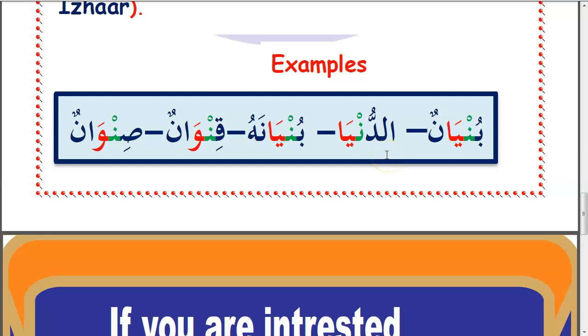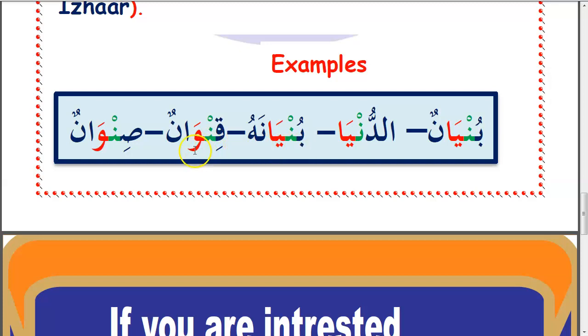Okay, this one, Nun Sakina, then Ya'un. Ad-dunya. No deep gunna is applied. Here is Nunun and here is Ya'un. Bunyana. Deep gunna is not applied.